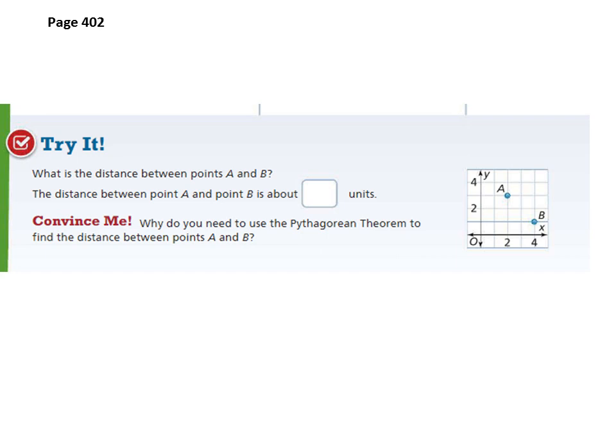Page 402. Read this question. What is the distance between points A and B? Look at the graph. In this lesson, we will use the Pythagorean theorem to find the distance between A and B. So, we must draw a right angle triangle in which AB is a hypotenuse.